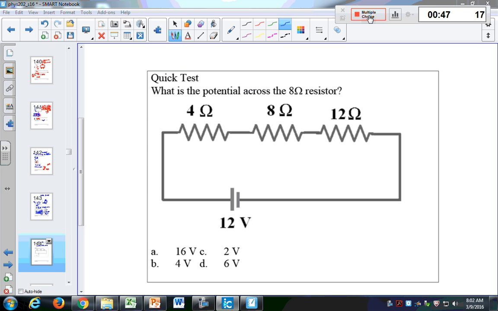Doing really well. We'll do about 10 more seconds. Stop at 1 minute.